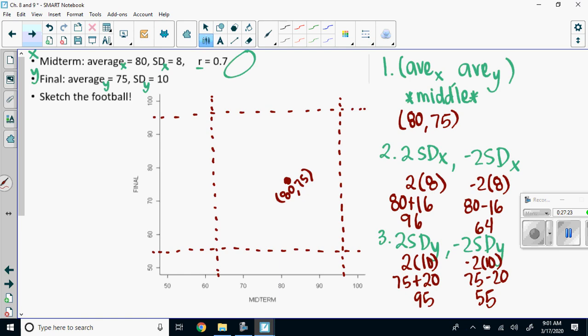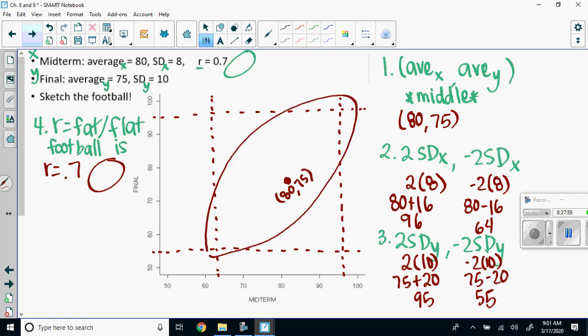Okay, the last thing, step 4, which I guess I'm going to write over here because that's where I remember, is to use correlation. We know the correlation is how fat or flat the football is. And we already said, since R is 0.7, it's just a normal looking football. So it's not really fat, it's not really flat. It just looks approximately like that.